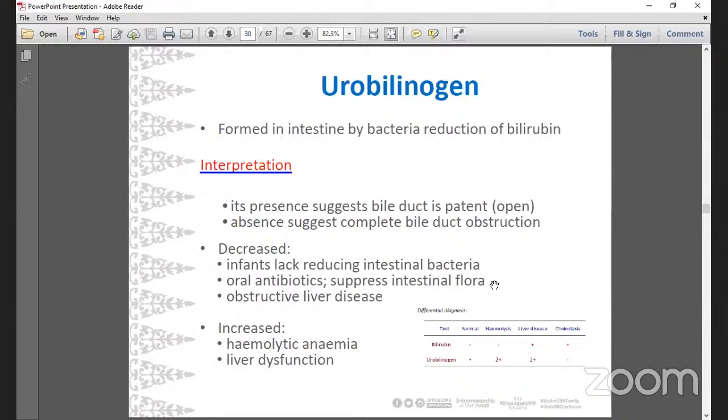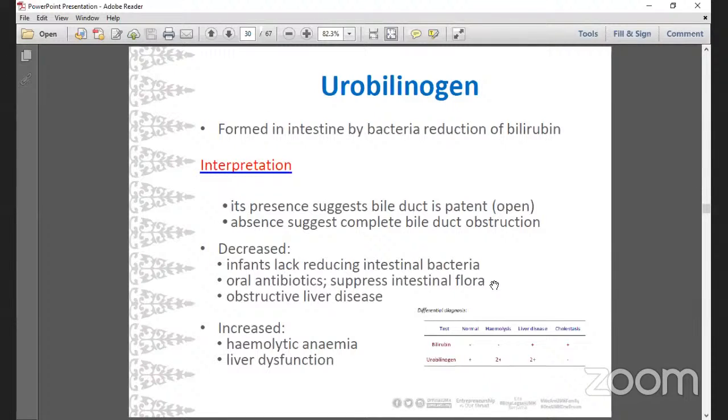Hemoglobin breakdown. So urobilinogen forms in the intestine by bacterial reduction of the bilirubin. How do we interpret the presence of urobilinogen? Its presence indicates that the bile duct is patent, so that the bile can flow to the small intestine via the bile duct. If urobilinogen is absent, we can suggest there's some kind of bile duct obstruction.